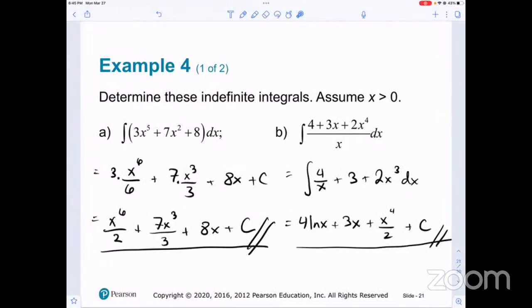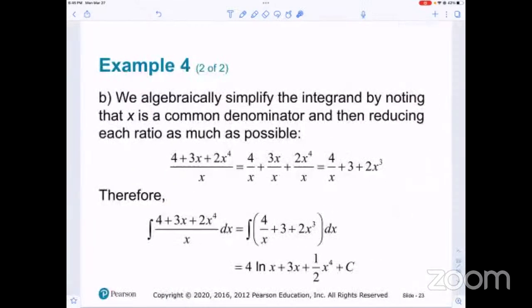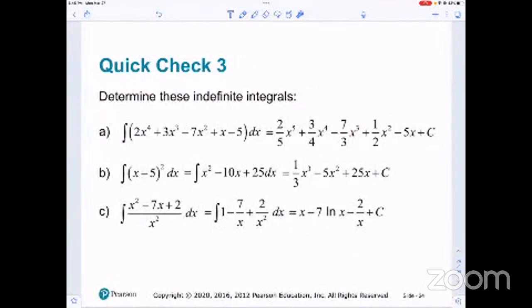X to the 6. Yep, we got that one. That looks good as well. All right, I think they use the same technique that we did. Okay, so quick check in example 5.